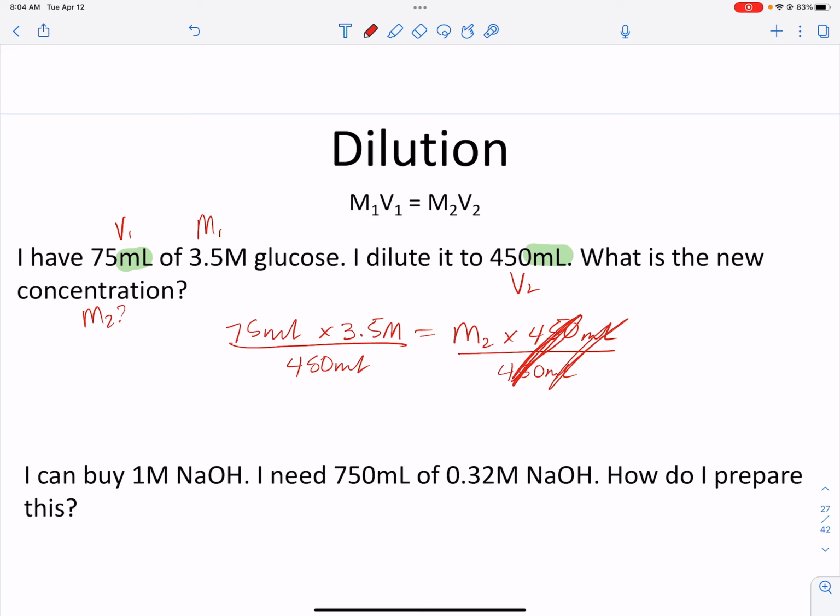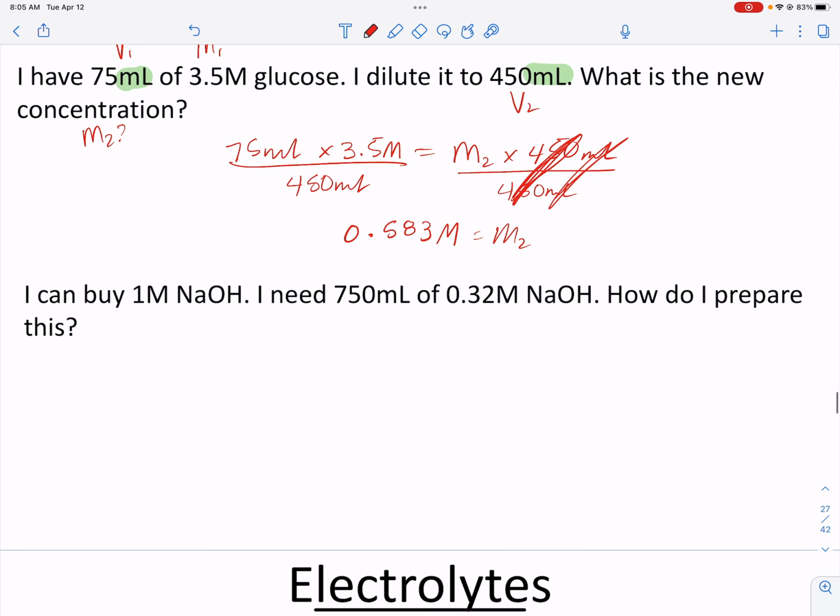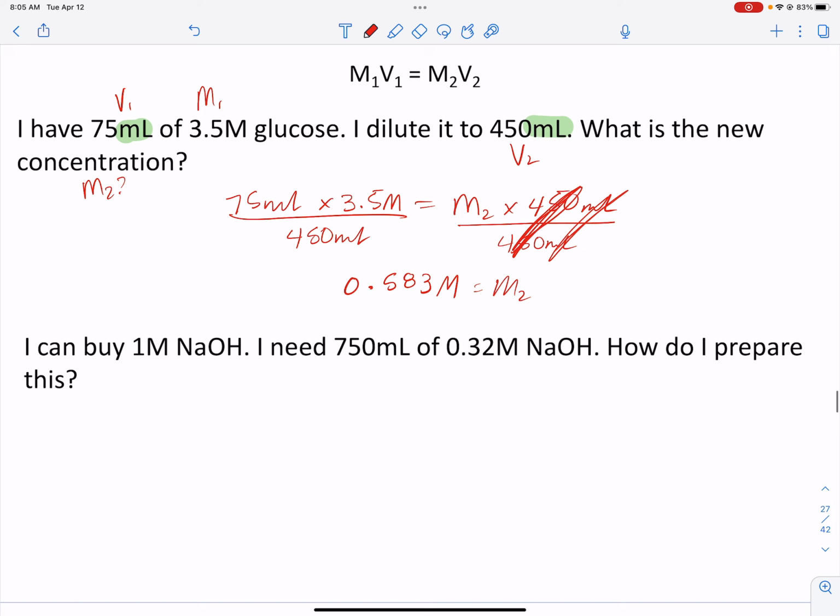75 times 3.5 divided by 450. And you should get 0.58, repeating 3. And the unit there is molarity. Okay, so that is M2. That would be the concentration, the new concentration. All right, one more dilution problem.